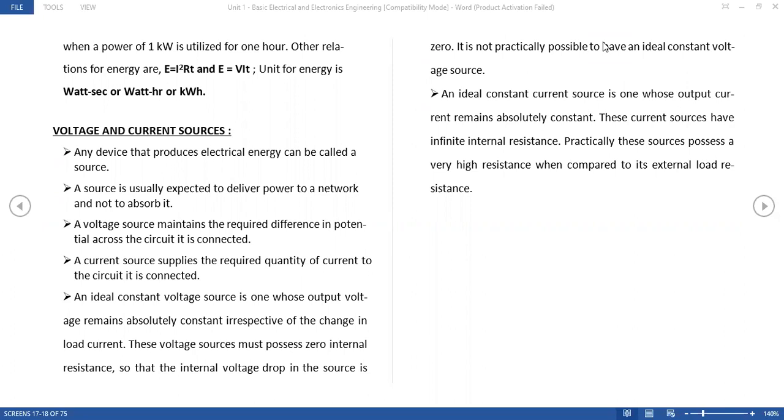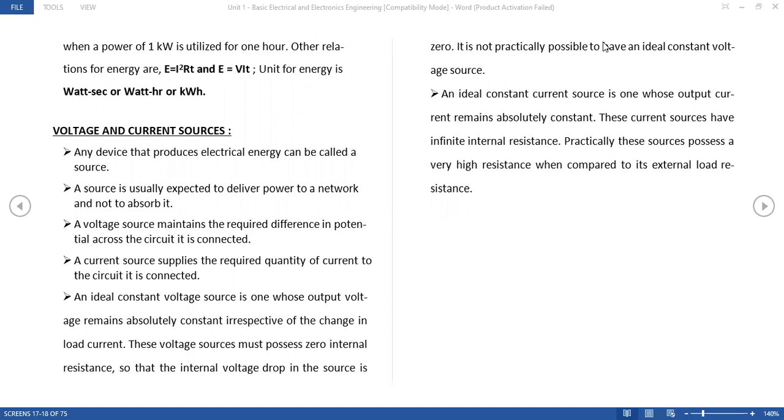Today, we will discuss what a source is and the types of sources. So first of all, we will discuss what a source is. Any device that produces electrical energy can be called a source. A source is usually expected to deliver power to a network and not to absorb it.